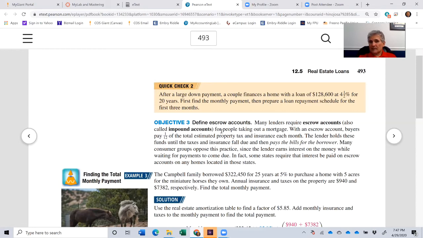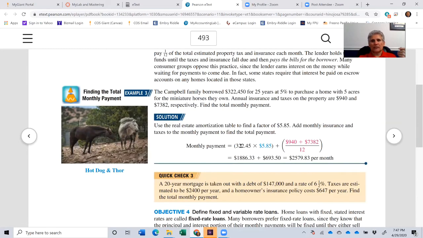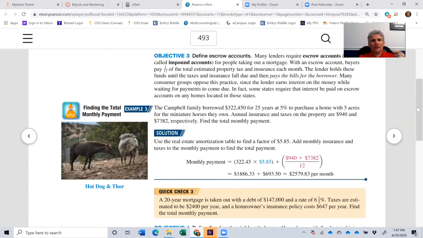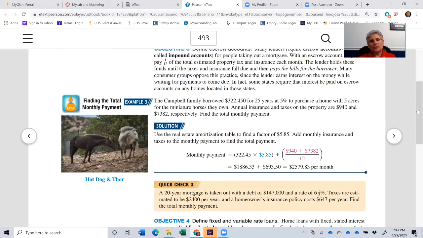The question is how do they configure that out? So let's go ahead and go through this process of figuring this out. The Campbell family borrowed $322,450 for 25 years at 5% interest. So we can go to that table and figure out exactly what the loan payment is going to be. All right, what it is, it's not really that relevant.